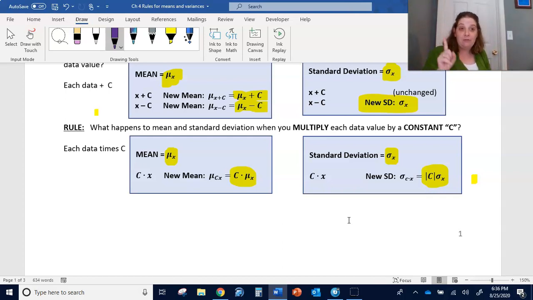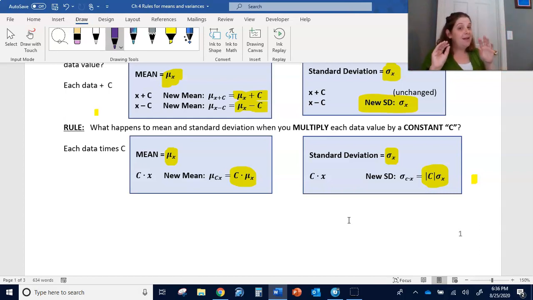If you're going to remember anything, remember that means behave, and they basically do what they're told. If you add, they add. If you subtract, they subtract. If you multiply, they multiply. They behave. But standard deviations are a little squirrely. If you're adding or subtracting by a constant, those just shift. It doesn't change your spread. Multipliers are going to affect it though.